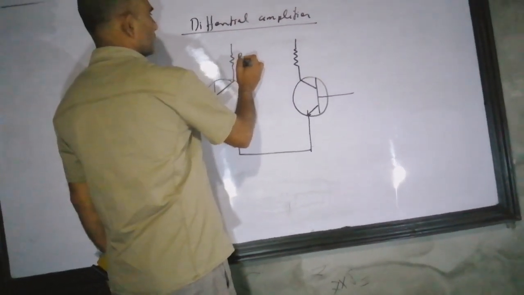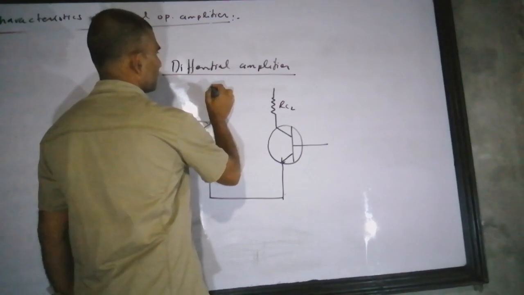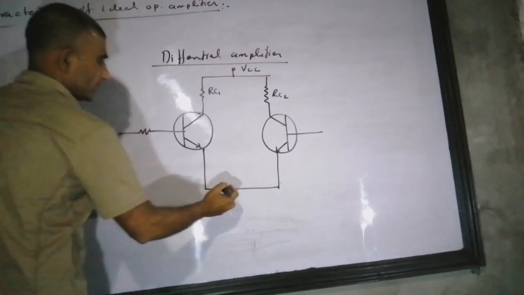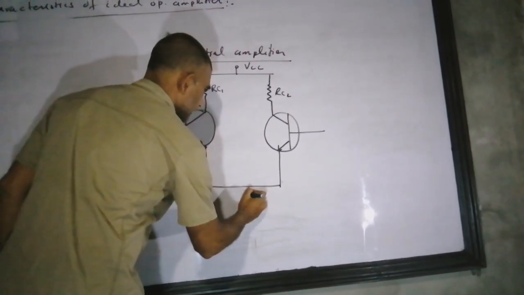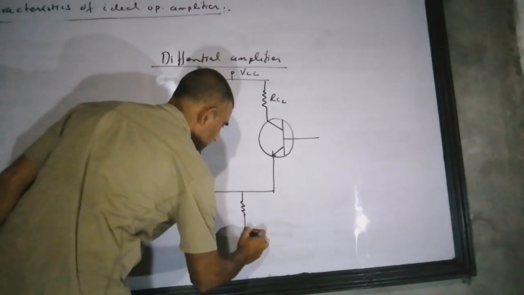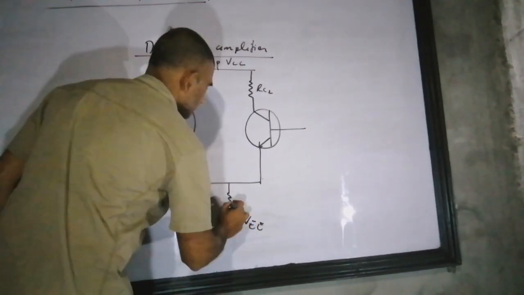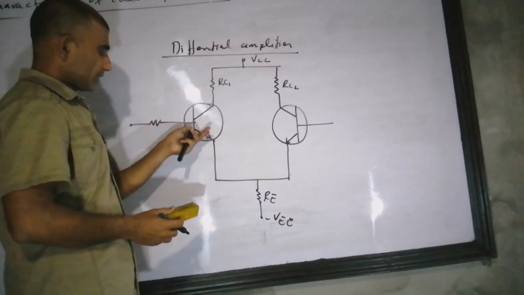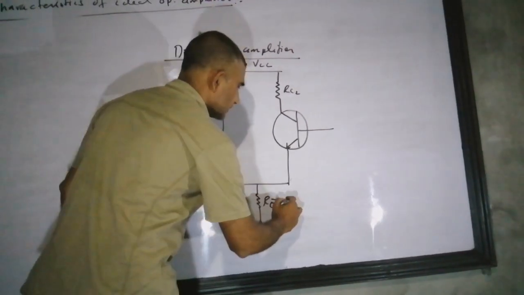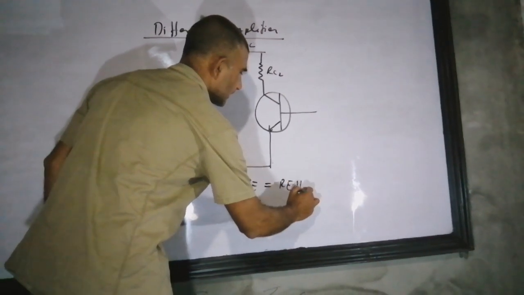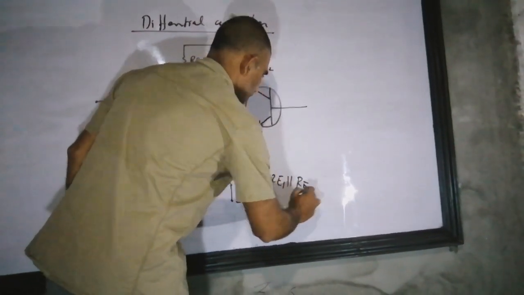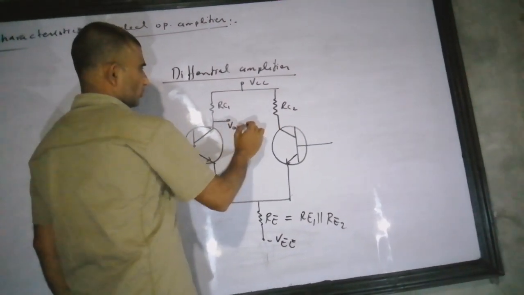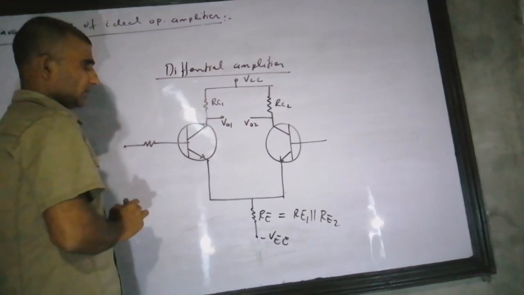This is RC1 and this is RC2, and both of them are connected to a single supply, which I wrote as VCC. There is one emitter resistance here and one here, and I combine these two into a single one, connected to minus VEE, and I wrote it as RE. This is the parallel combination of the emitter resistors, equal to RE1 parallel to RE2. This amplifier also has output Vout1, and there is Vout2.